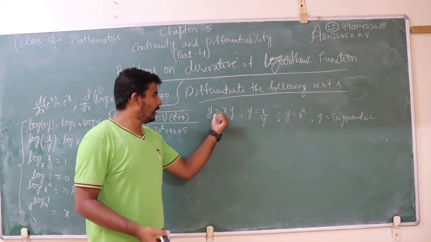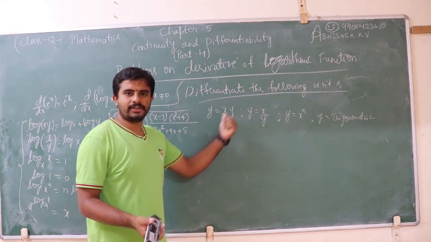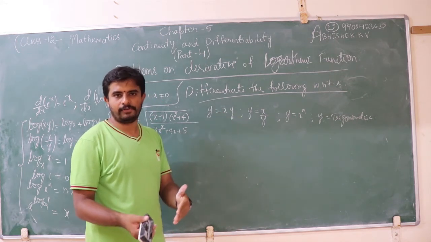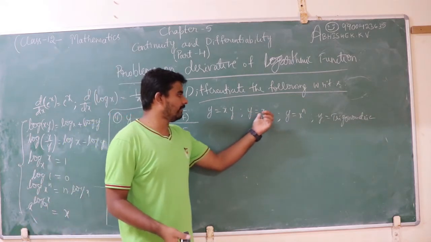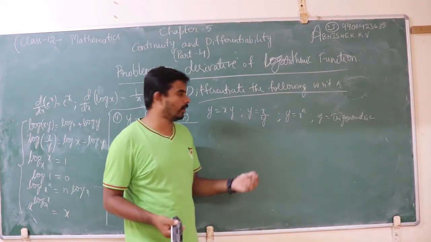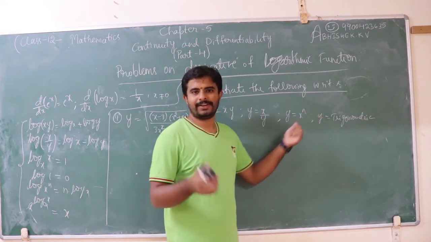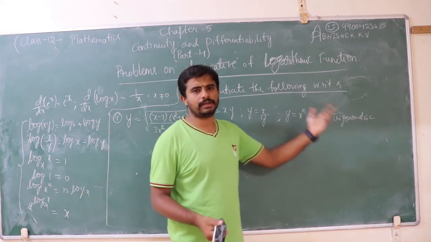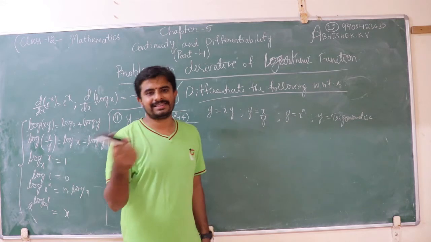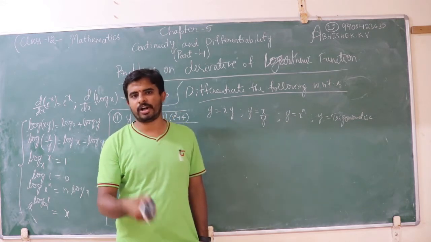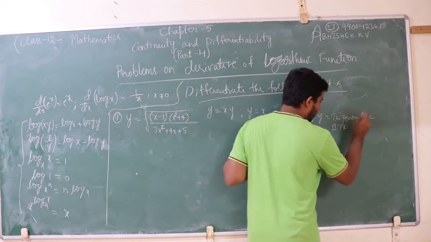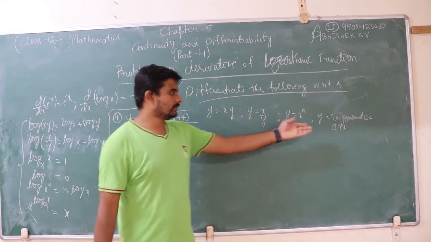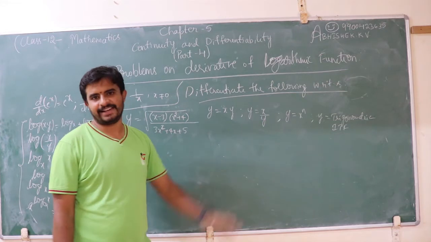See, derivative of product function is derivative of first into second. We use that formula. First into derivative of second plus second into derivative of first. Then the derivative of quotient function is numerator by denominator. Derivative of x to the power of n is n into x to the power of n minus 1. And derivative of trigonometric function, sin x is cos x. Similarly, cos x is minus sin x. And also inverse trigonometric function. We have already learned the derivative for all these standard forms.